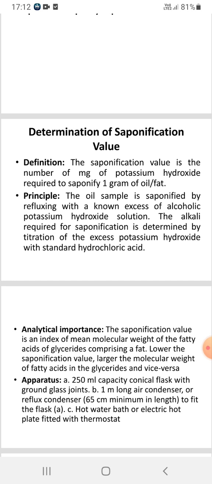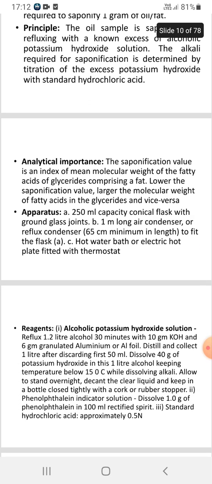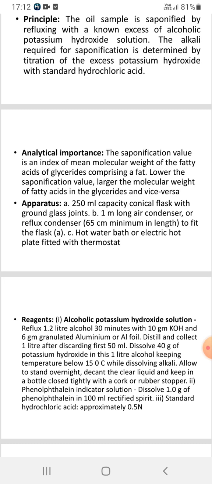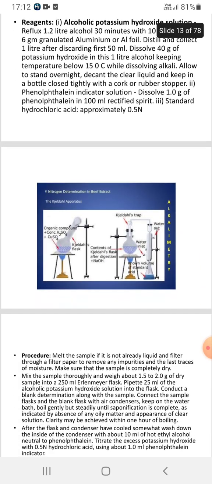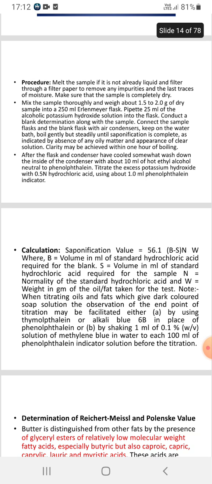So the alkali required for saponification is determined by HCl, because KOH is a strong alkali. So we should titrate it with strong acid, and the strong acid is hydrochloric acid. The saponification value came to be 56.1 mg.